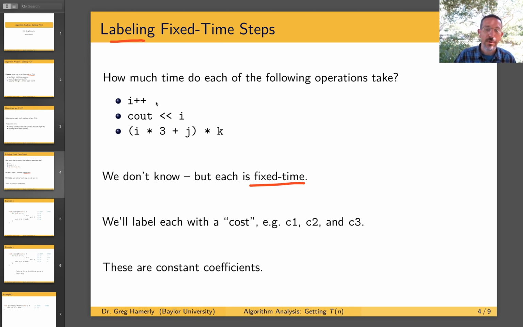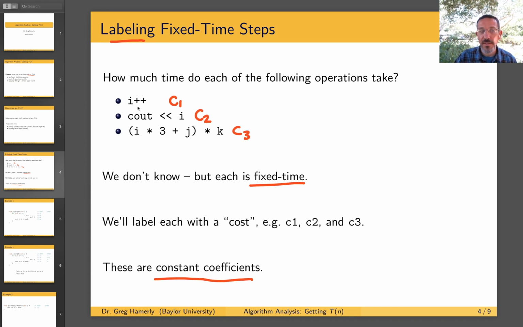Now, I hope you would agree with me that the cost of doing i++ is fixed time, and so is the cost to print out i, but the cost of those two things are not the same. In other words, these are both fixed time, but they're not the same. So for the purposes of thinking about this carefully and critically, we're going to label each of these with a cost like C1, C2, and C3. These are constant coefficients.